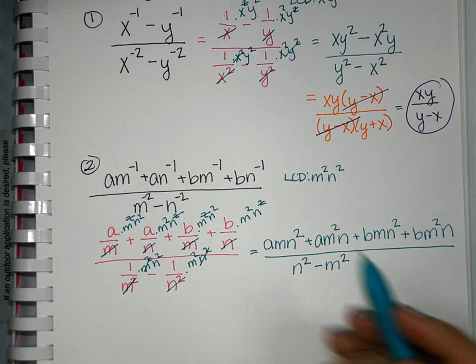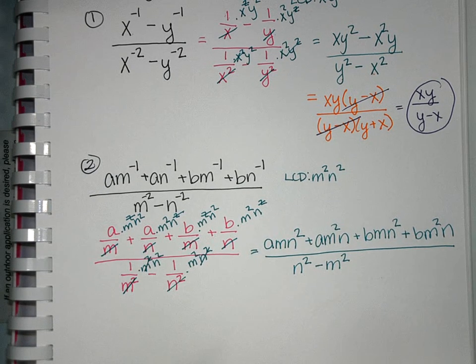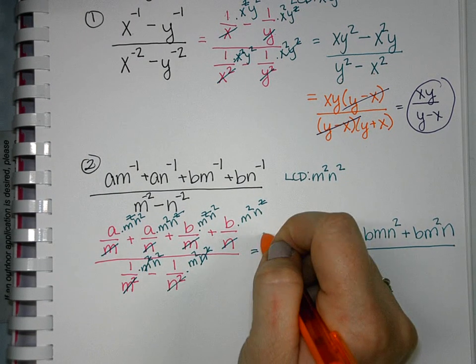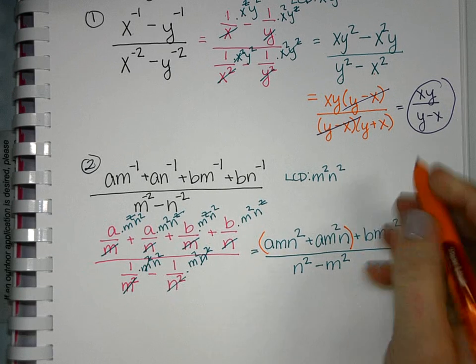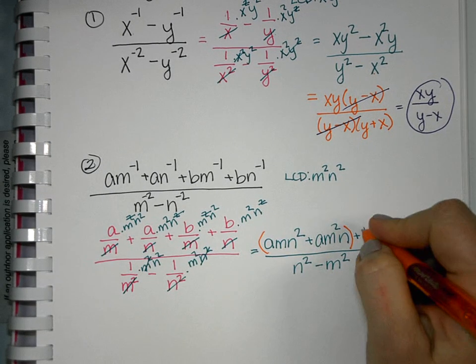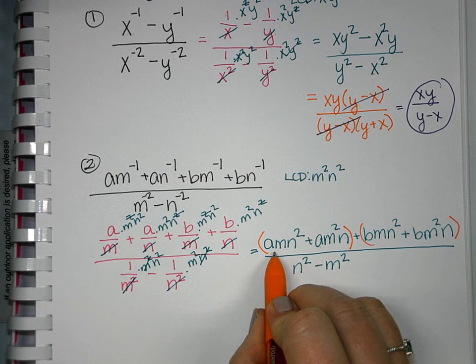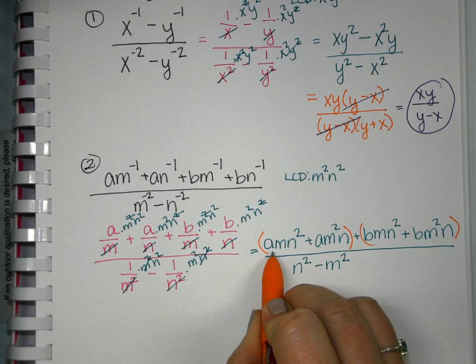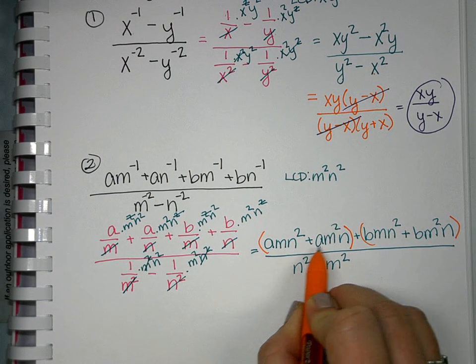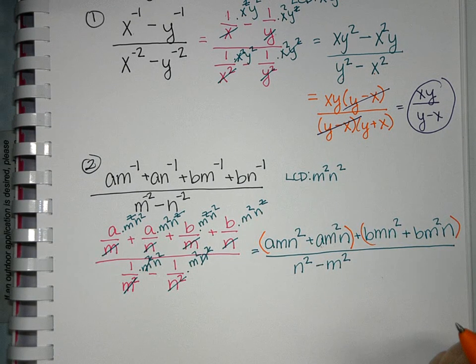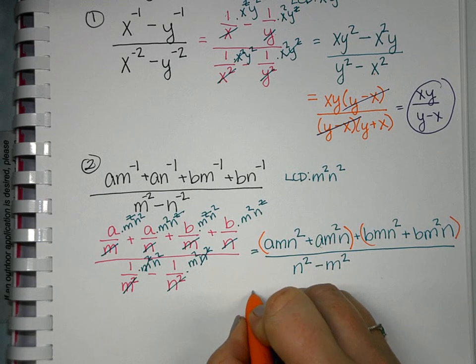Okay, so now I'm going to look at how I can factor, because that would be my next step. On top, I'm going to factor by grouping. I'm going to group my two terms that have an A and my two terms that have a B. So when I look at my two groups on top, the first two, those look like they have an A, an M, and an N.